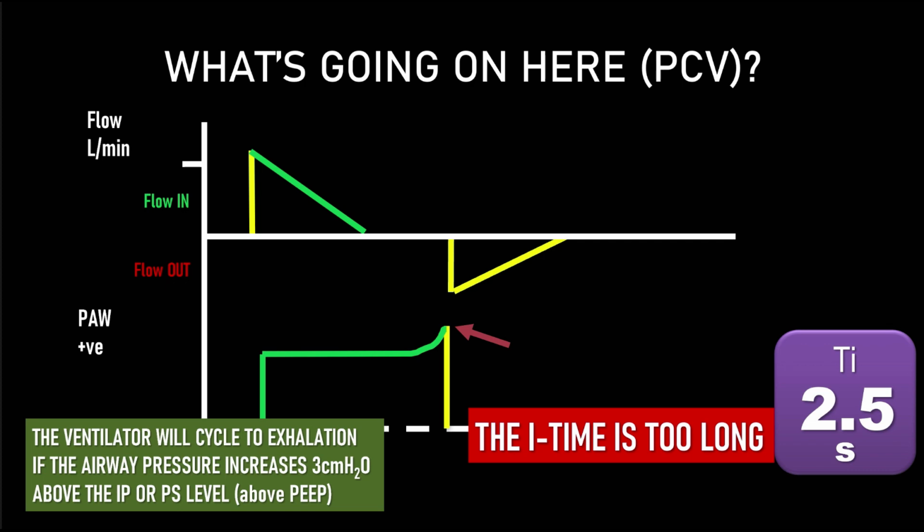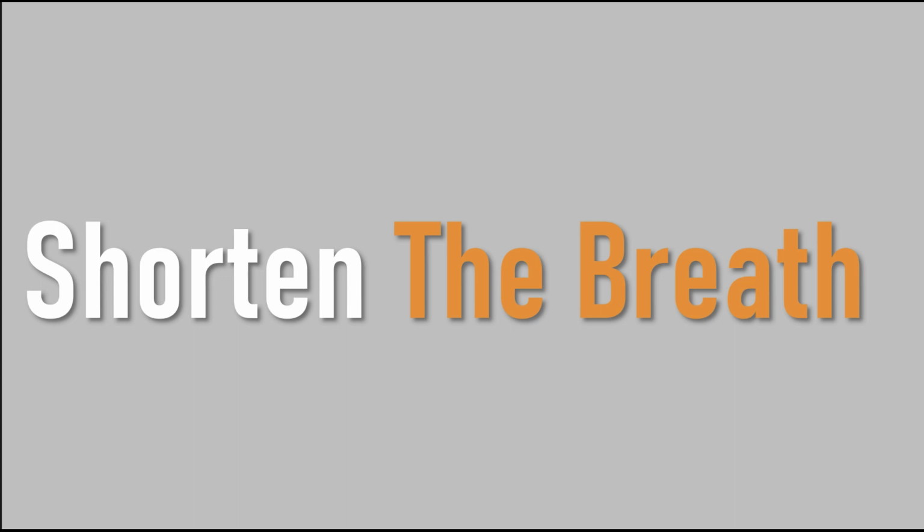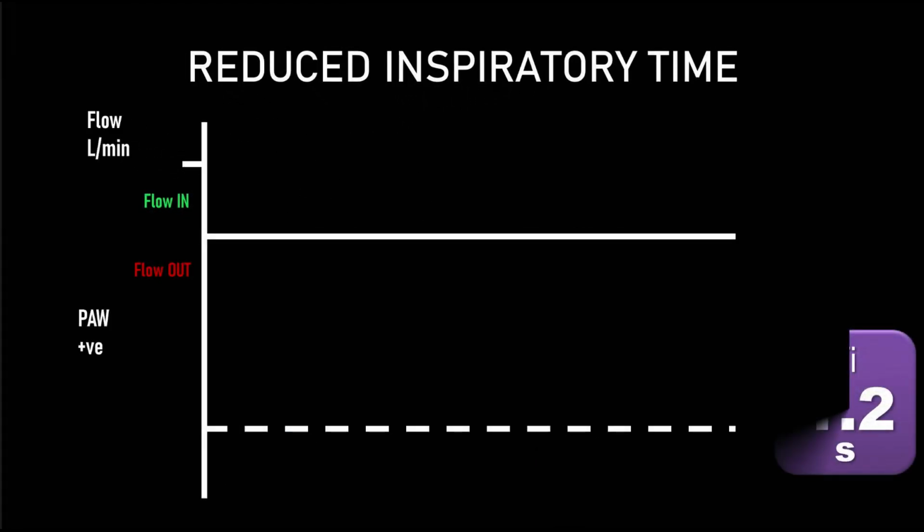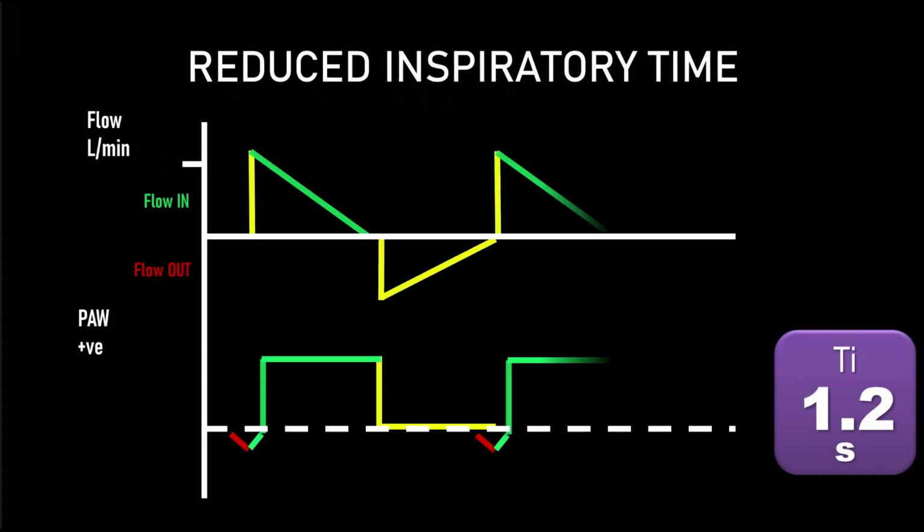The treatment for this problem is to shorten the breath. Well, how do you do that? You just roll back the inspiratory time. So now we're on an inspiratory time of 1.2 seconds, and you can see here that he has a perfect looking waveform. Now, it may well be that having shortened the inspiratory time and increased the I/E ratio, Tim's saturation may fall, his oxygenation may deteriorate, in which case you might consider an alternative ventilatory strategy, such as using bilevel pressure control with spontaneous breathing. This is covered elsewhere on my YouTube channel and on my blog.